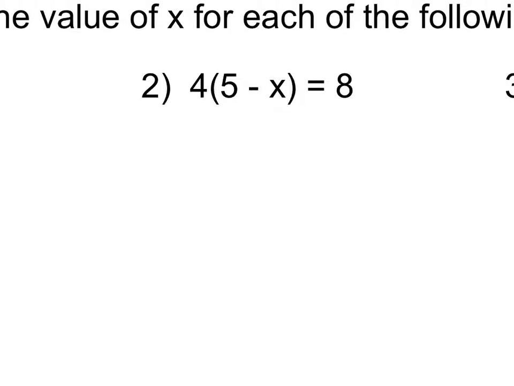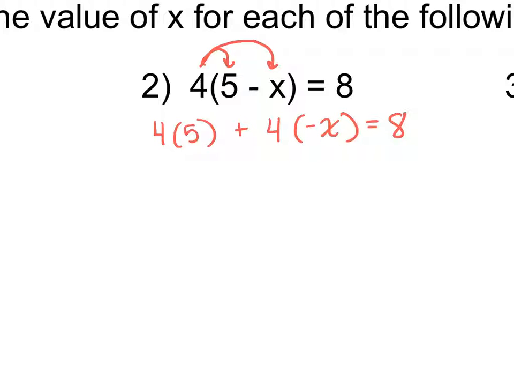Again, here on number 2, we're doing the same thing. If you need to, go ahead, draw your little arrows to make sure you're distributing correctly. But I'm going to be taking 4 times 5 plus 4 times negative x equals 8. Four times 5 is 20 plus 4 times negative. Remember, there's that imaginary 1 there. So we're going to call that negative 4x equals 8.